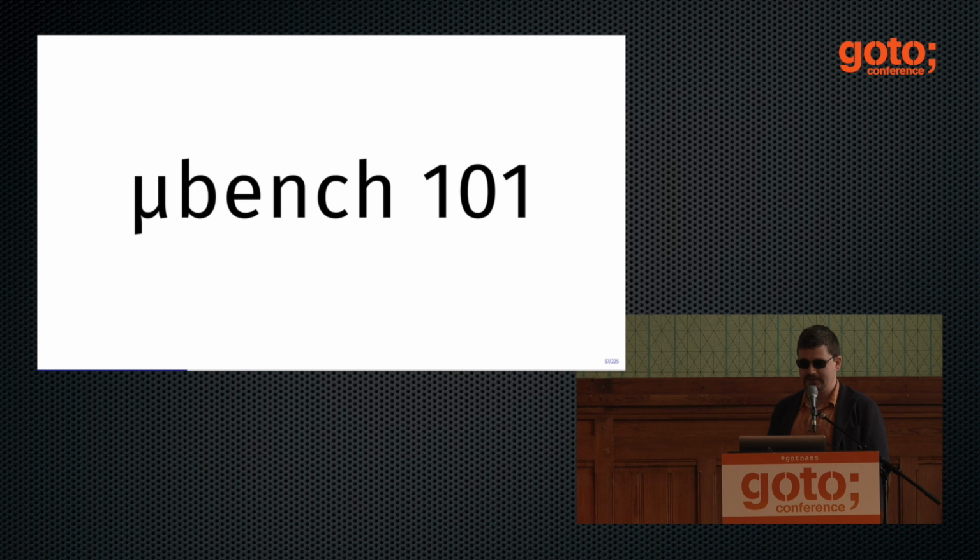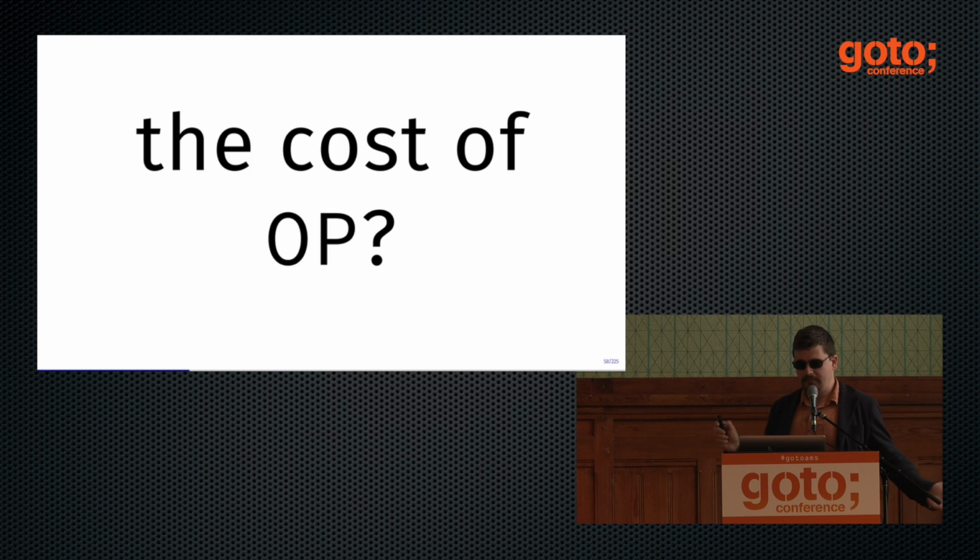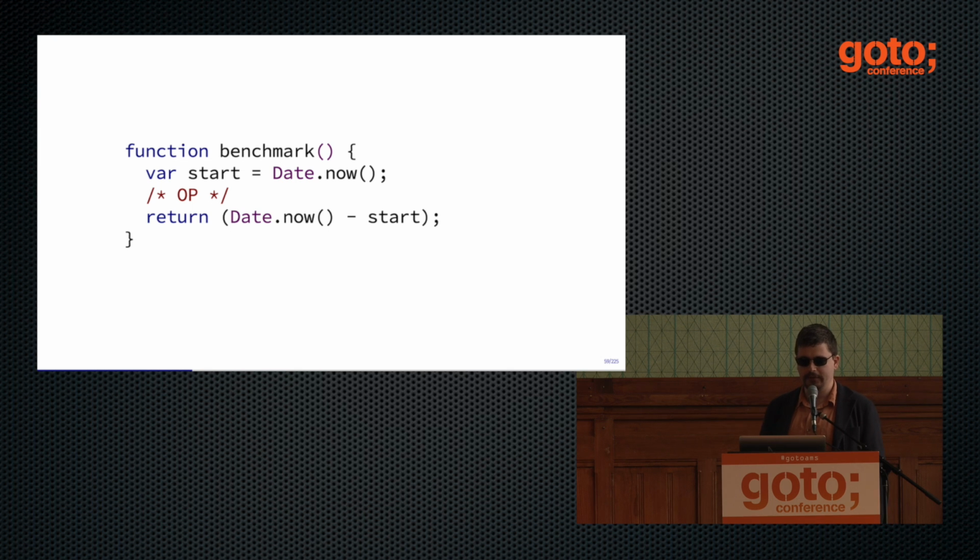So the micro benchmarks is this thing that you try to use when you want to measure what's the cost of a single operation. And how do you do that? Well, of course, you write the code like this. You take the current date, then you perform the operation, then you subtract the previous current date from the current date, right? And you get kind of the length.